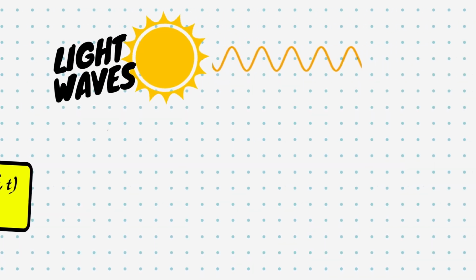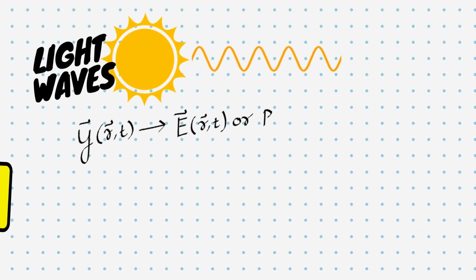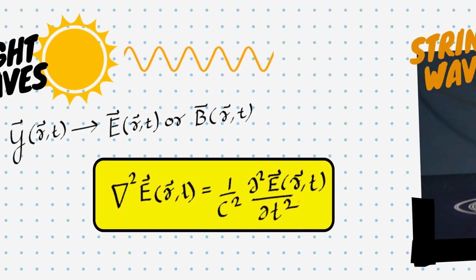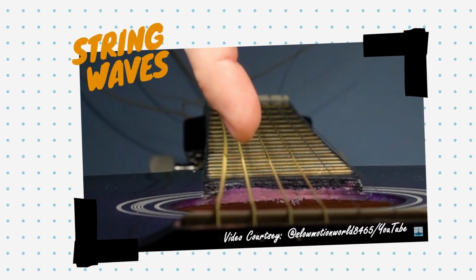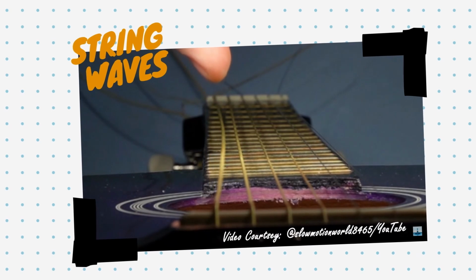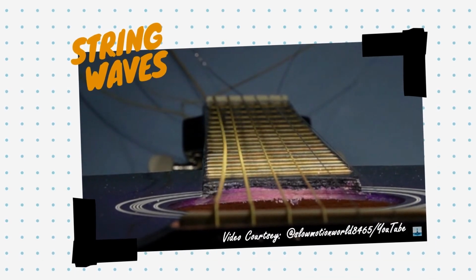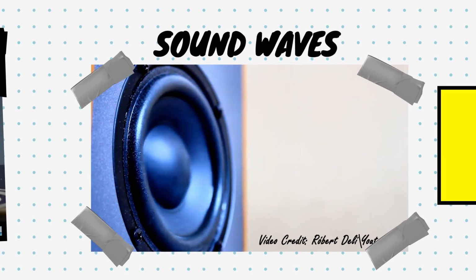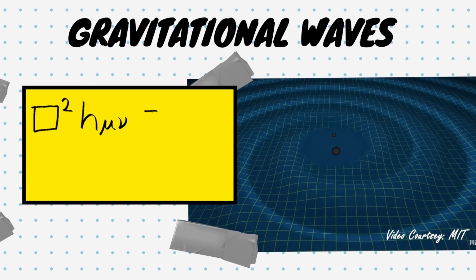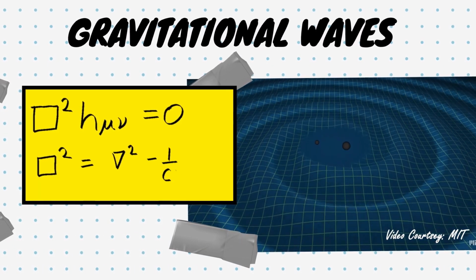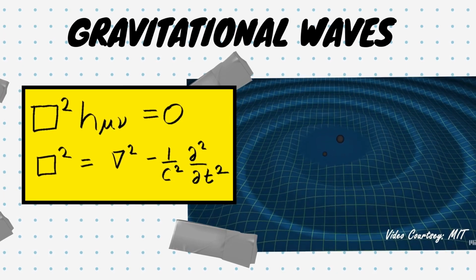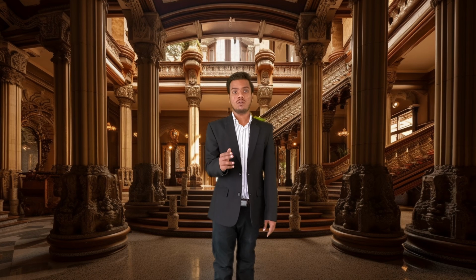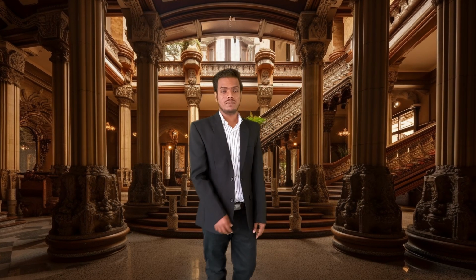For light waves, Y is an electric field or a magnetic field. For the string wave, it is the actual displacement of the string from the mean position. For sound waves, it is the overpressure. And for the gravitational wave, it is the metric tensor. The wave equation represents how a wave evolves as a whole in space and time.